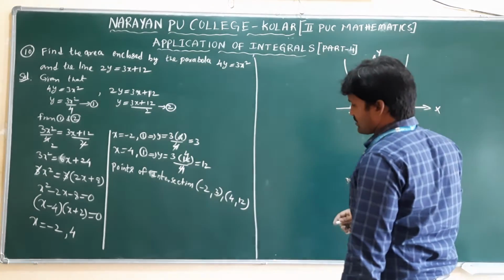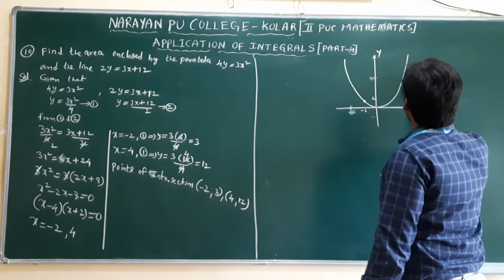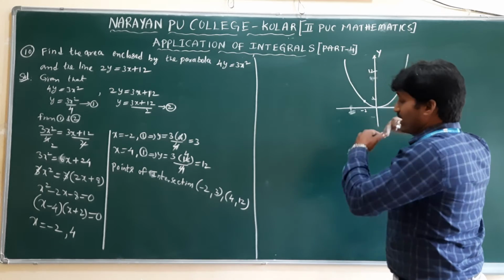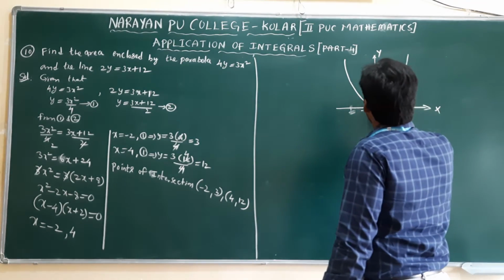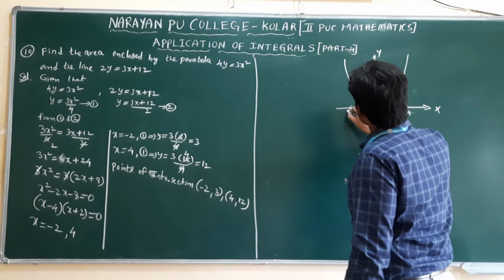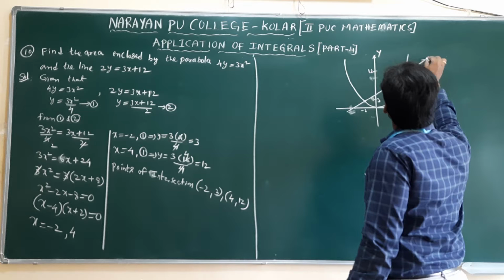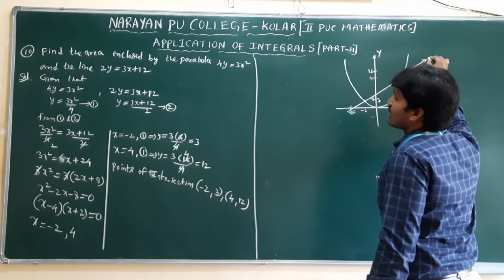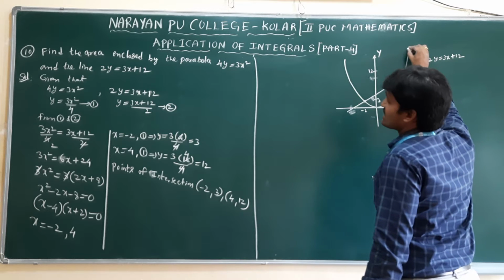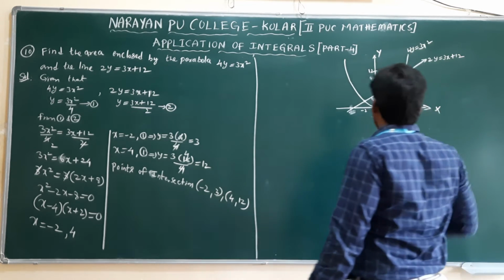Minus 2 comma 3, next 4 comma 12. 4 comma 12 means I will take here 4 and approximately here I will take 12, otherwise you will get a very lengthy diagram. Now these are the points of intersection. Through these points draw the line. This line is what? 2y equal to 3x plus 12. This is 4y equal to 3x square.